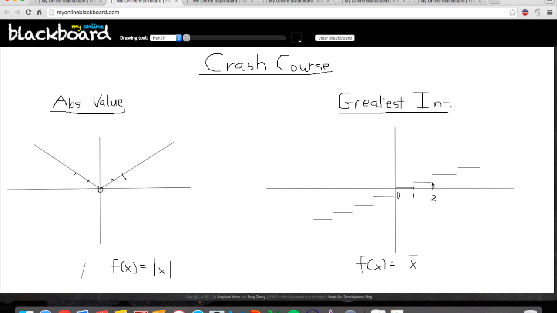So what we're going to do is draw a circle here and then do a dotted circle over here. This means that at 2, the greatest integer is 2. So this circle means that as you approach it, it's 1, but at 2, it's 2. And if you approach it going from the right side, it's 2. So the circle just means that at 2, the value is not 1, it's actually 2. The dotted circle means that it's 2.